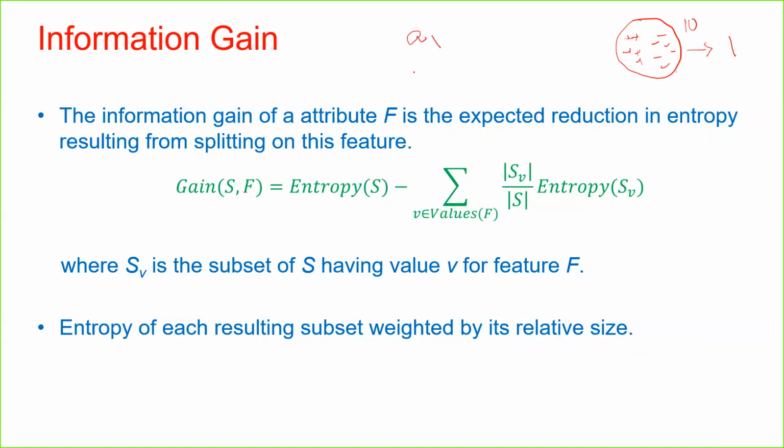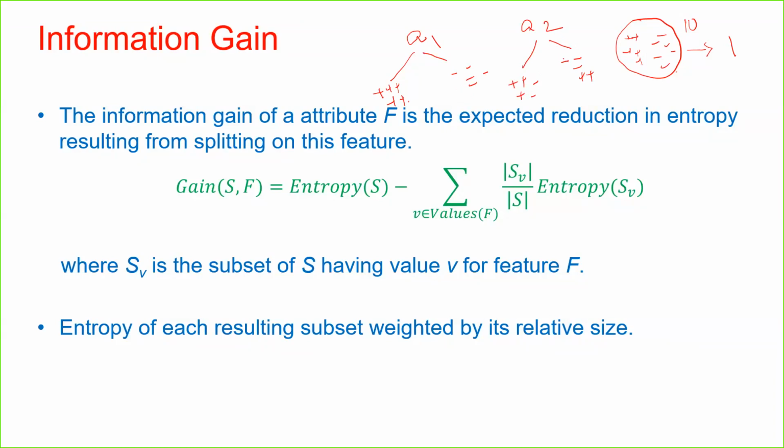Attribute 1. If I split based on attribute 1, 5 instances come here, all of them positive, and 5 instances come here, all of them negative. If I split based on attribute 2, let's say 5 instances come here, 3 of them positive and 2 negative, and 5 instances come here, 3 negative and 2 positive. So which attribute is reducing the impurity more?